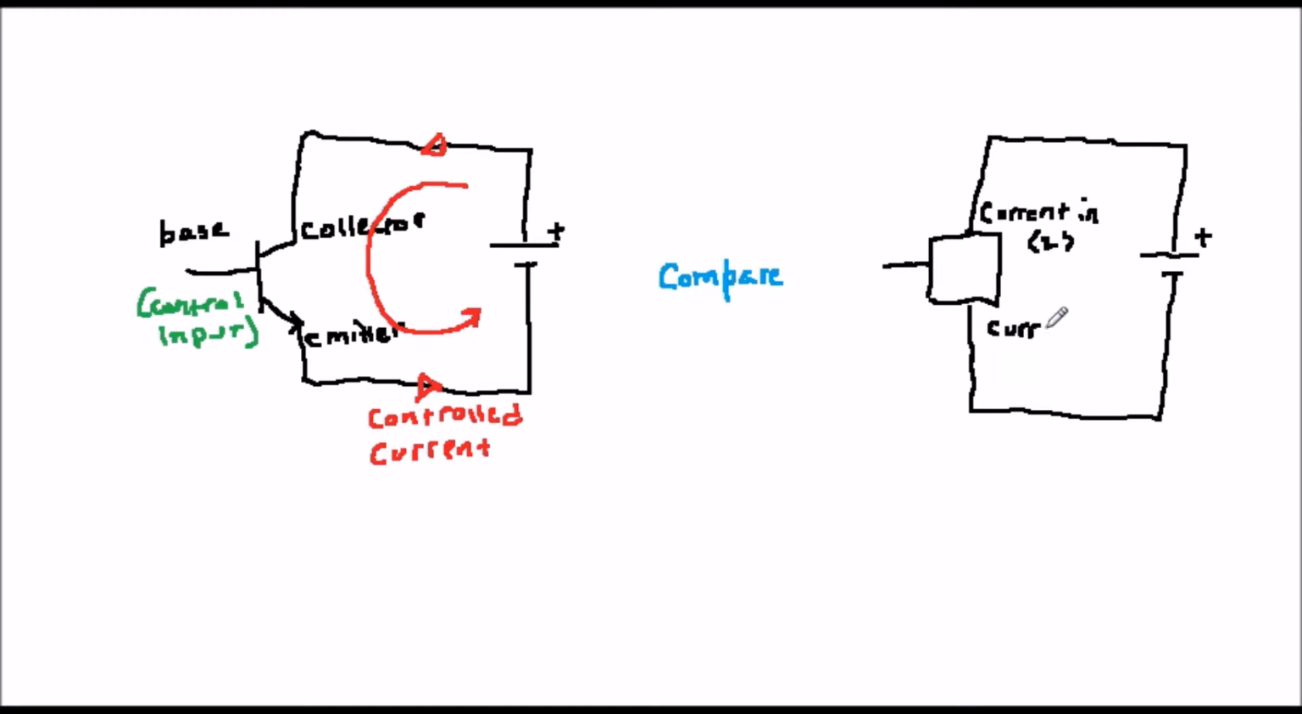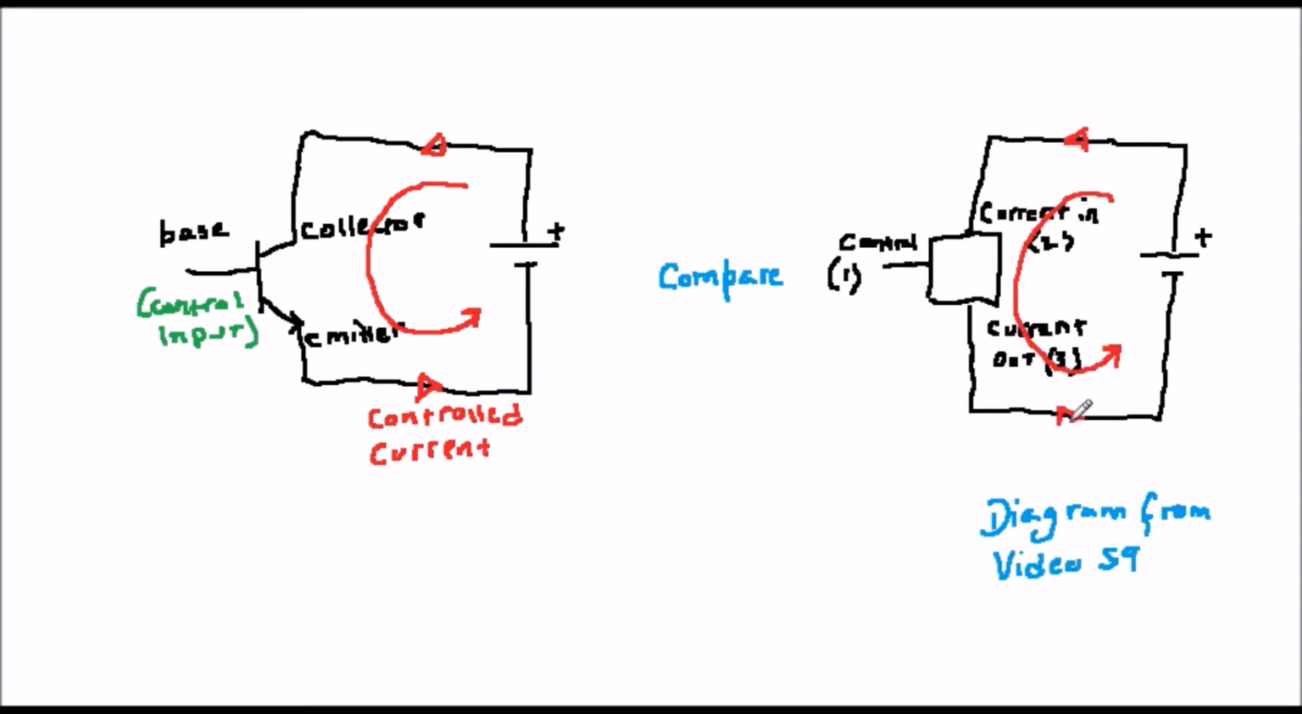The transistor, as we have just stated, has three connections. These are called the base, the collector, and the emitter. The signal on the base controls the current flowing in through the collector and out through the emitter. This is shown on the screen.